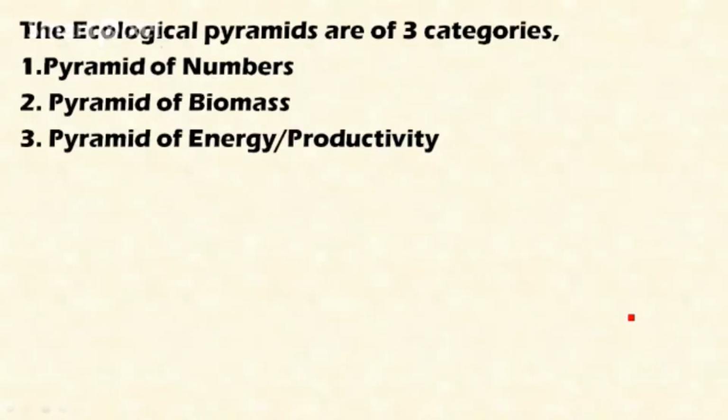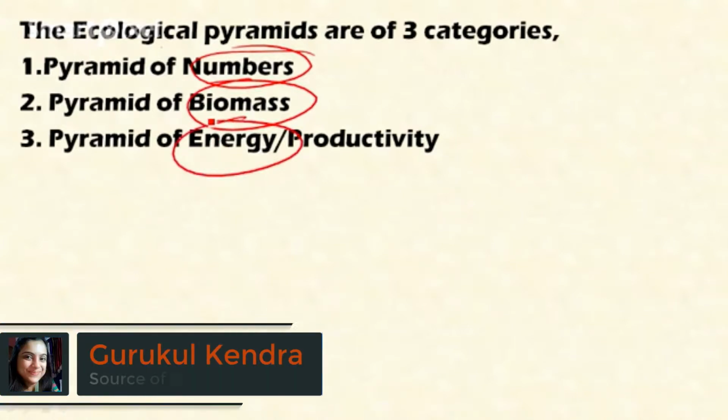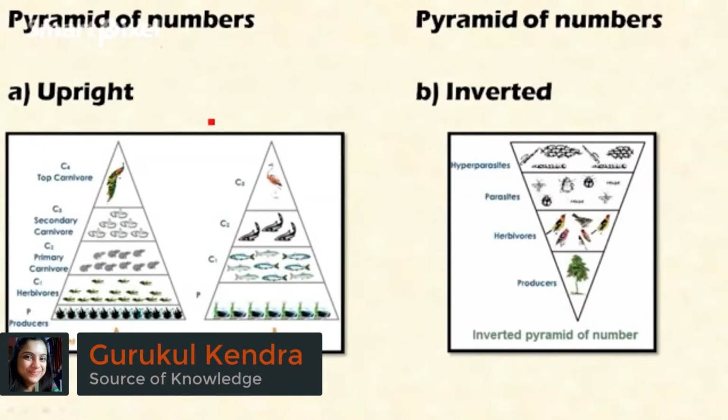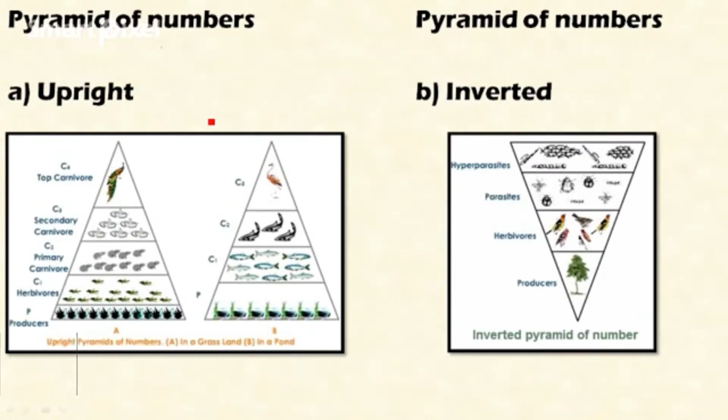So ecological pyramids are of three categories: the pyramid of numbers, the pyramid of biomass and the pyramid of energy. Then let's discuss the pyramid of numbers. This deals with the relationship between the number of primary producers and consumers of different levels. It is a graphical representation of the total number of individuals of different species belonging to each trophic level in an ecosystem.